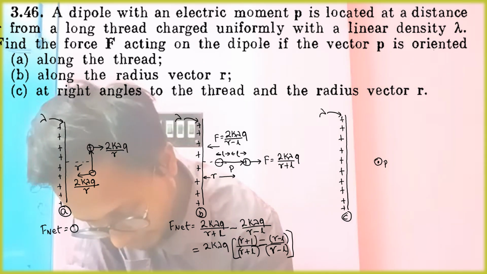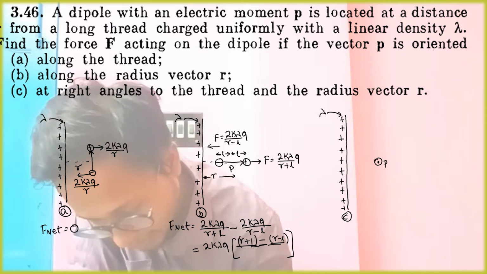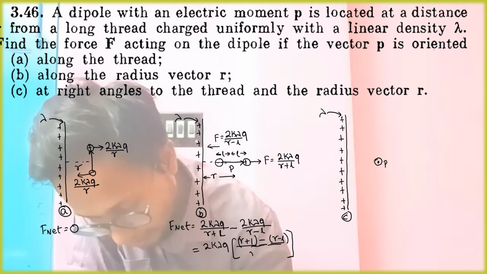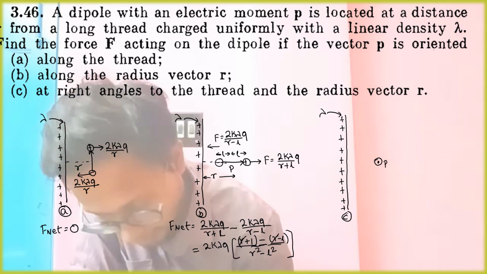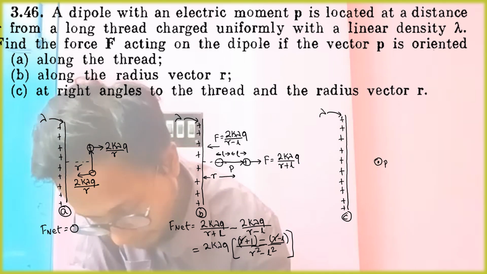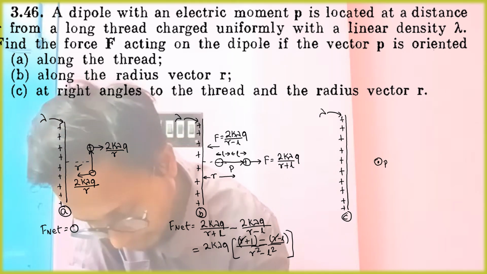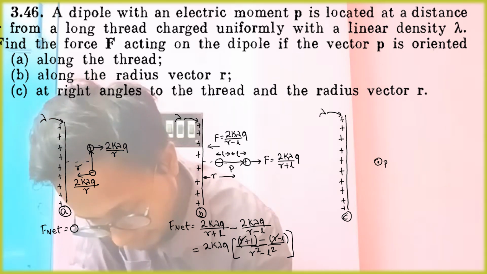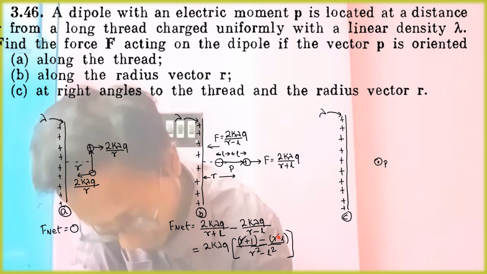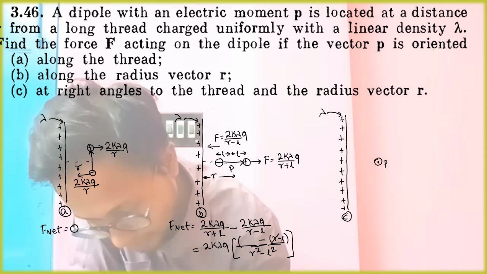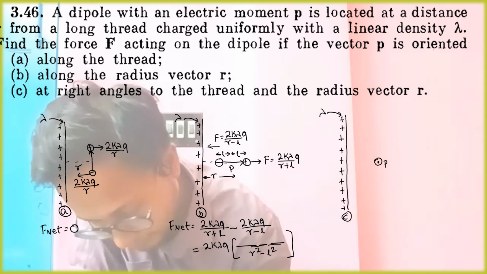So (r+l)(r−l) is nothing but r² minus l². This r and this r would get cancelled. You are left with l plus l. See, out here this l will get added to this l, so it would be 2l in the numerator.